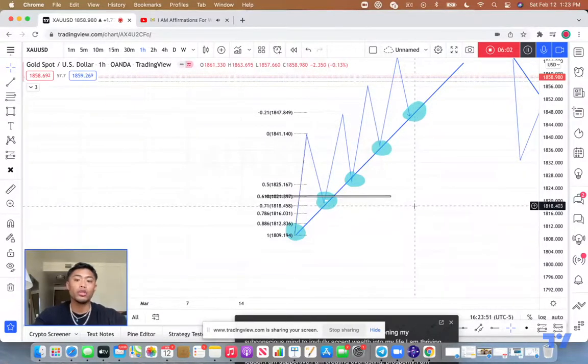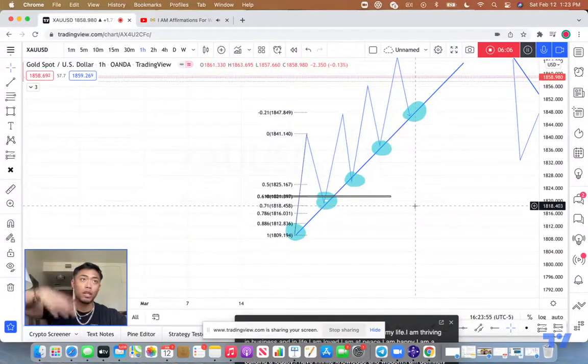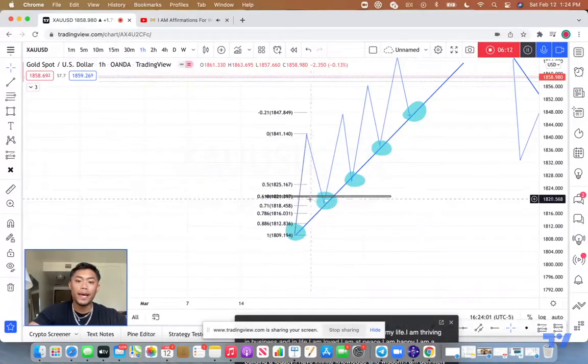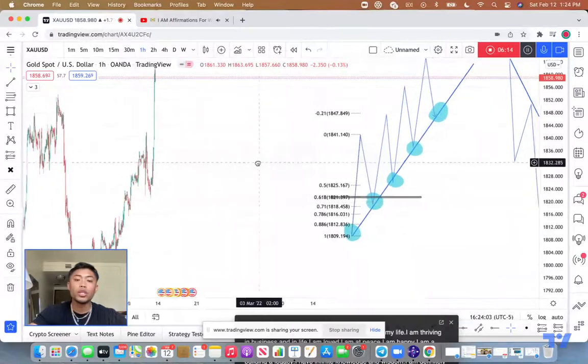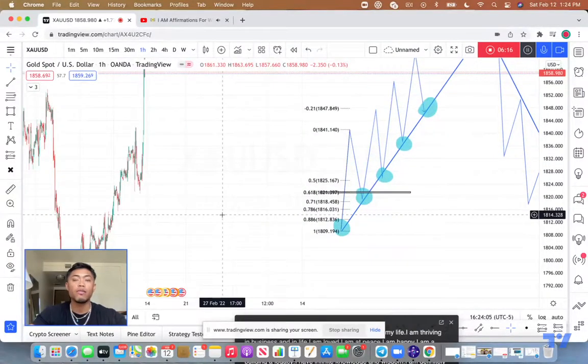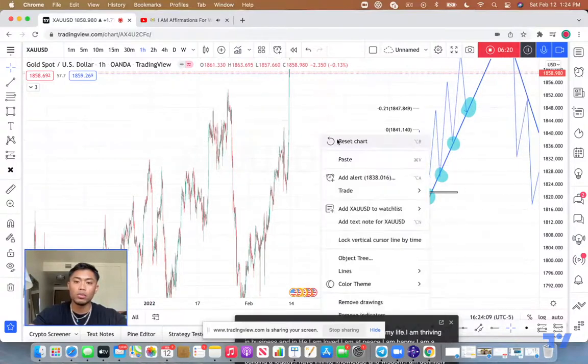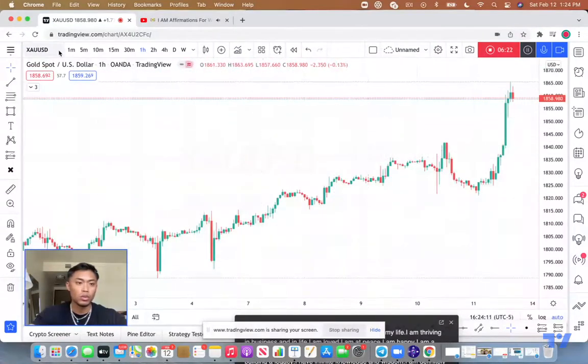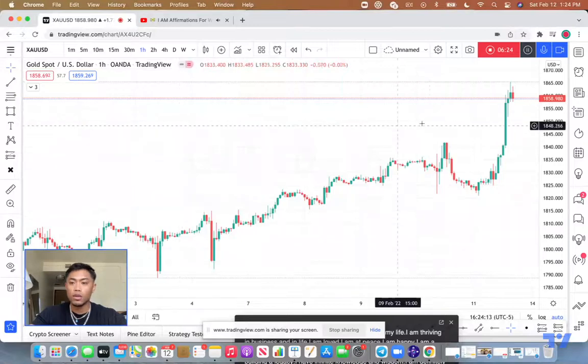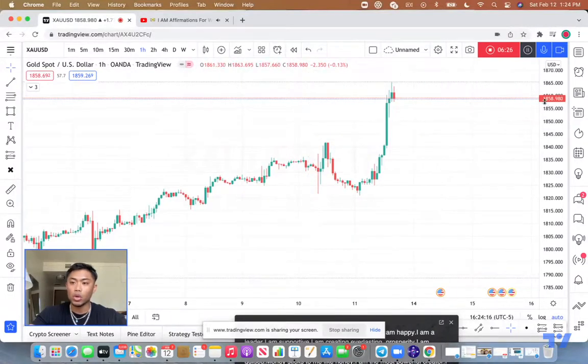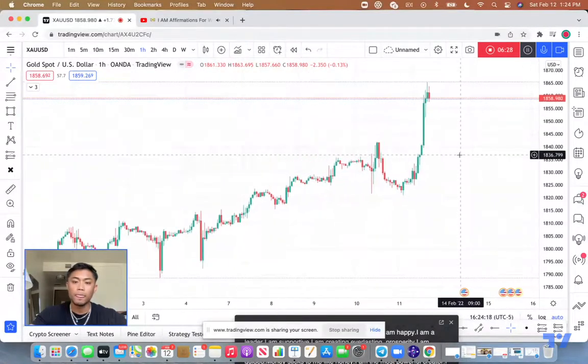That's where we all retrace. So anytime it goes 100% on an impulse, it has to retrace back at least 60%. So now knowing that, we can use this to potentially find an entry. Looking at this right now, we're looking at gold, XAU/USD. The current price for gold is at 1858.